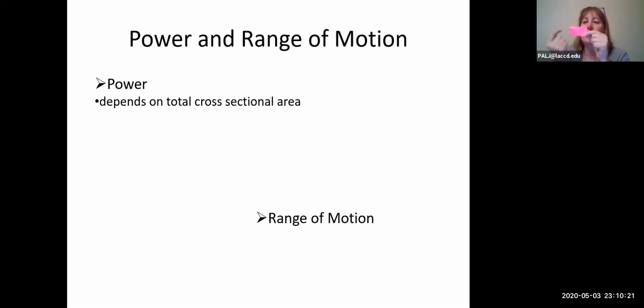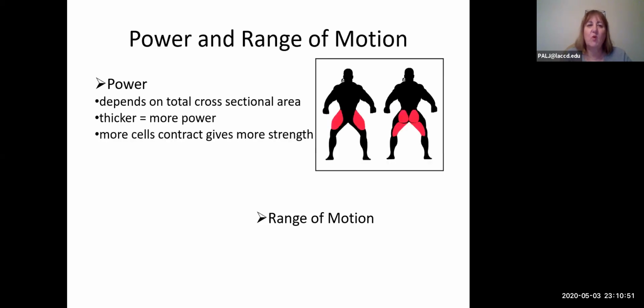So for instance, if this was a parallel muscle, all the muscle fibers would be in this direction. Whereas if this was unipennant, all the muscle fibers would go in this direction. So can you see how you would have more muscle fibers if this was a unipennant than if this is a parallel? Yeah. So the more muscle fibers you have contracting, the more power you're going to get. Okay, the thicker it is, the more power. More cells contracting gives you more strength.